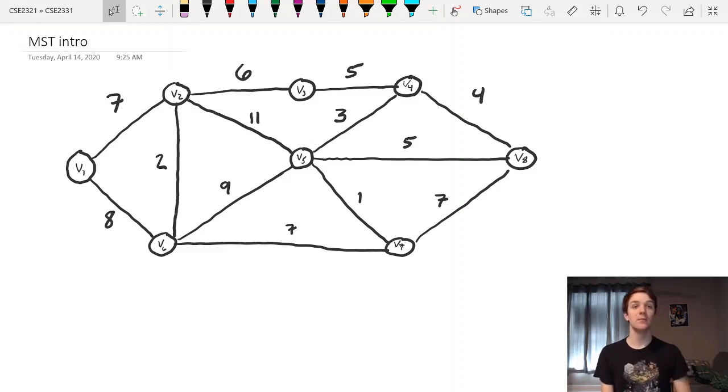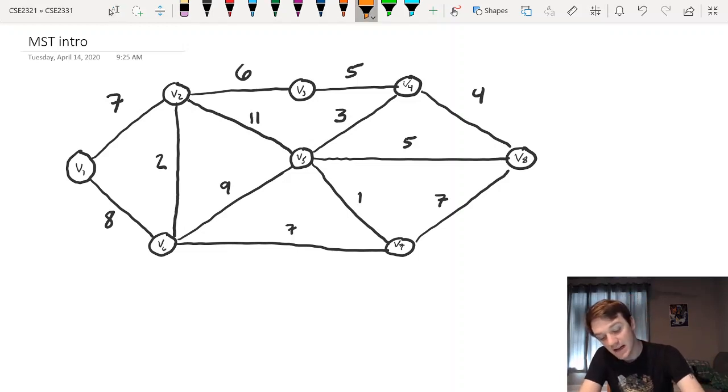Hello everyone. In this video we're going to be talking about minimum spanning trees, which is one of the principal algorithms we talk about in this class, as well as a very good introduction to greedy algorithms, which are a certain class of algorithms that can be useful as long as you are careful about how you use them. So, let's begin talking about what a minimum spanning tree is.